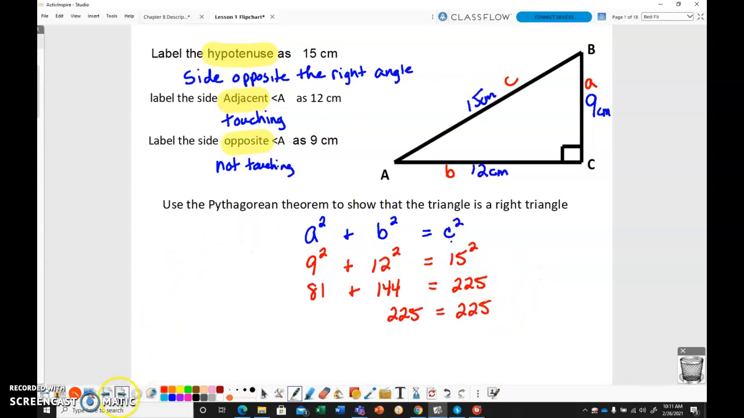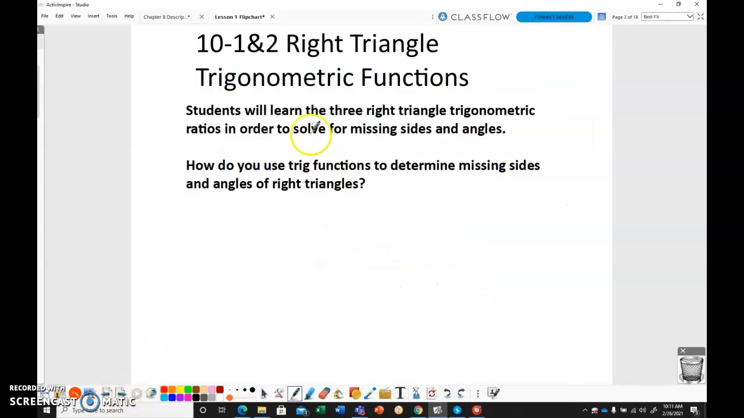All right, so today what we're going to be looking at is the right triangle trig functions. And you should have gone over these in geometry, but it might have been towards the end of last year, so we're going to make sure you remember them. So we're going to learn 3 right triangle trigonometric ratios so that we can solve for missing sides and missing angles.